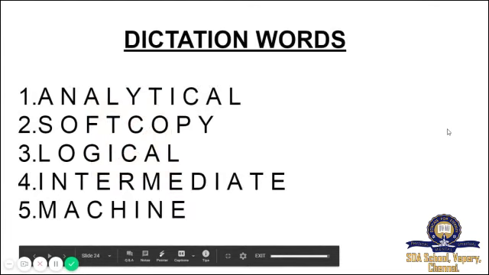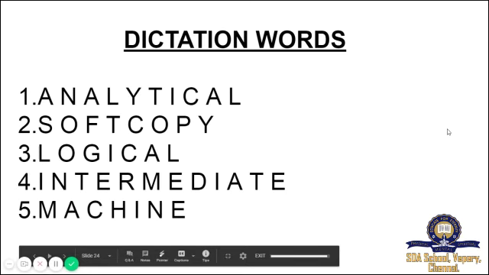Now we will move on to the dictation words. See kids, you should know one thing: the dictation words and the missing letters are the same words used in the book. The same dictation words come for the missing letters also. So if you are thorough with the dictation words, you will be able to answer the missing letters part also.